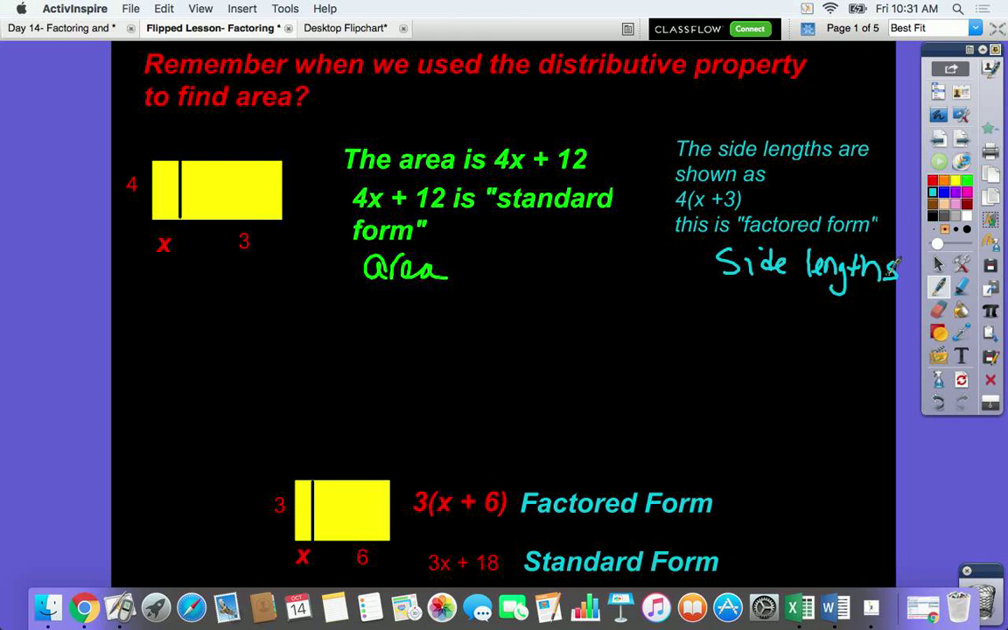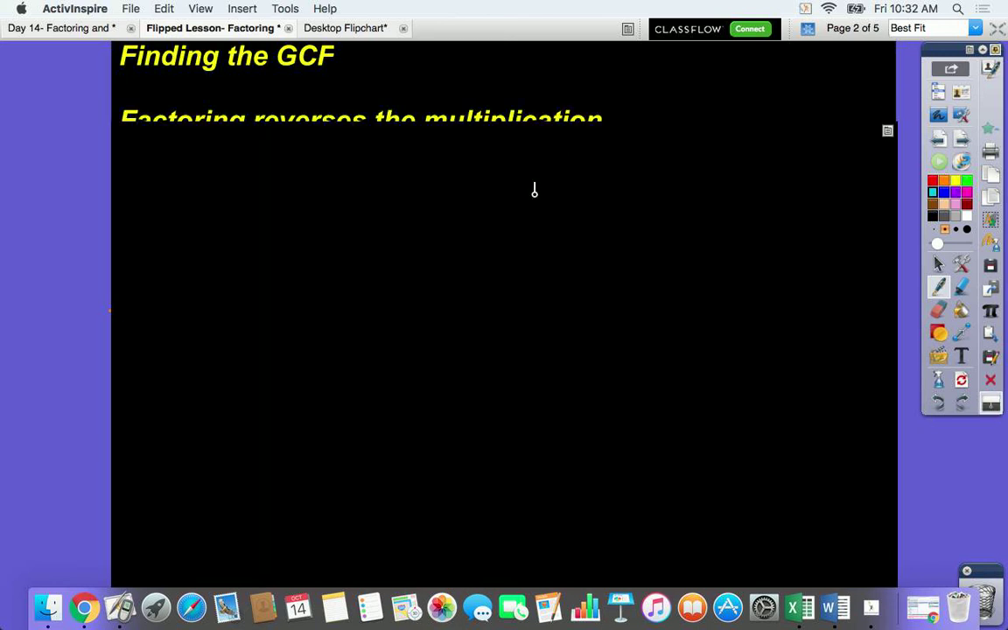Our goal for today is to be able to go from factored form into standard form, which is what we do using the distributive property, right? We distribute to go from factored to standard form. But what we want to do today is sort of reverse the process and go from standard form into factored form. And that's where finding the GCF comes into play.